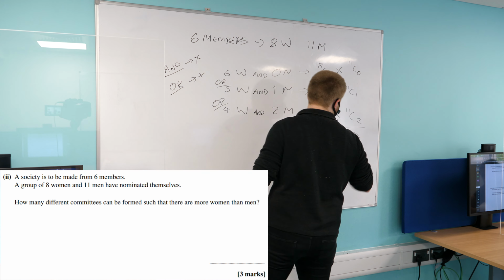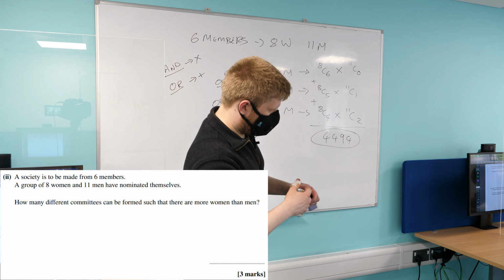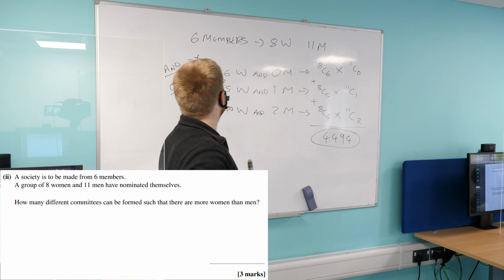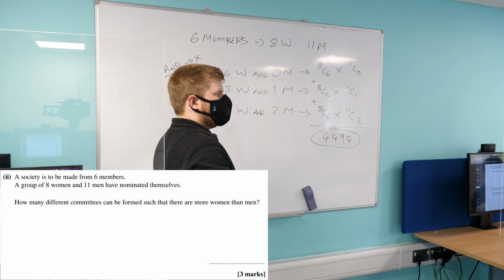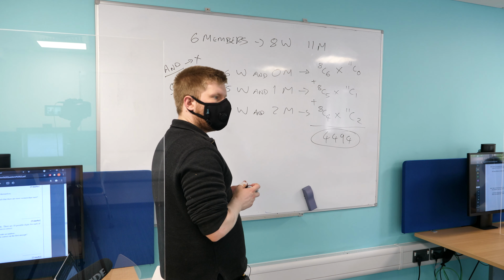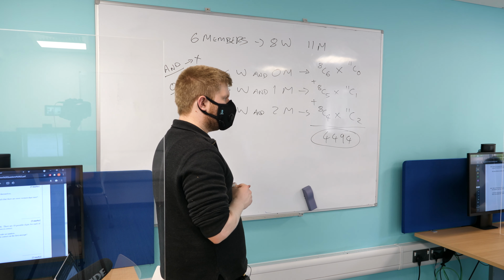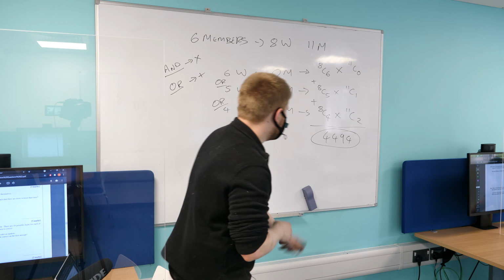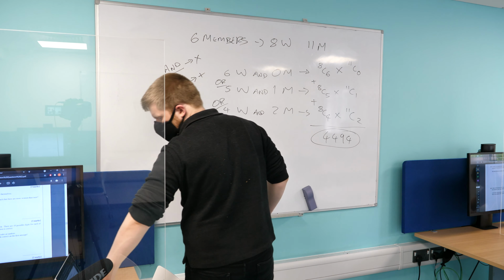4,494 different societies can be made, which is quite a lot. Good. Are there any questions about that? No? All makes sense? Good. Perfect. All right, let's have a look at the last one then.